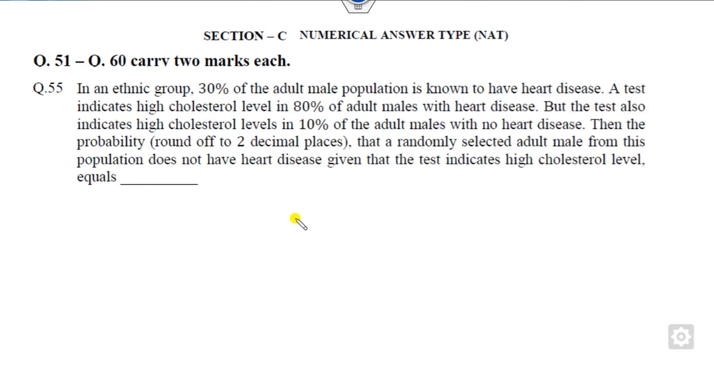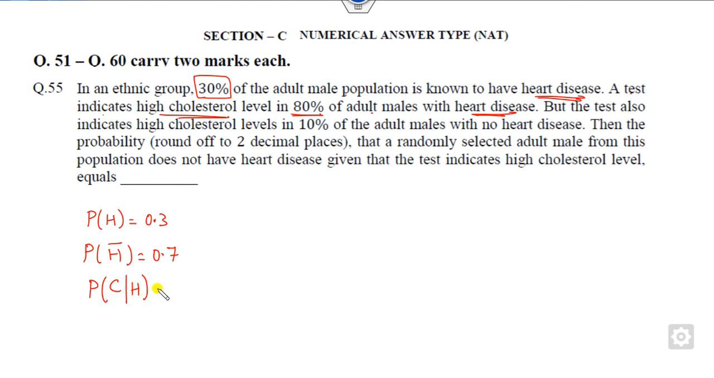Look at another one. There's a 30% probability that it has a heart disease. So the probability of heart disease is 0.3. So what is the meaning of that? The probability of no heart disease is 0.7. A test indicates high cholesterol levels. 80% of adults with heart disease have it. That means the probability of cholesterol when the person has heart disease is 0.8. Next line: the probability of cholesterol when there is no disease is 0.1.